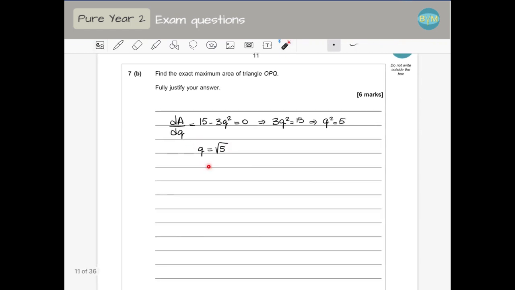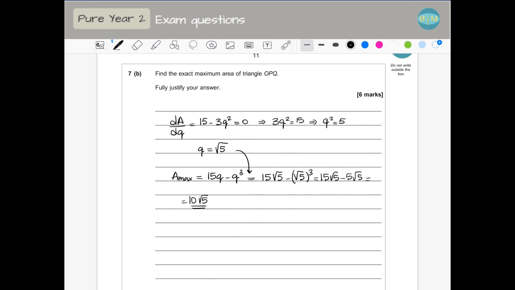We have found the value that makes the area maximum or minimum, but we need to find the area, not the value of Q, the area. So what we are going to do is to find the area. We have the expression for the area, which is 15Q minus Q cubed, when Q is root 5. So we have 15 root 5 minus root 5 cubed, which is 15 root 5 minus 5 root 5, which is 10 root 5.